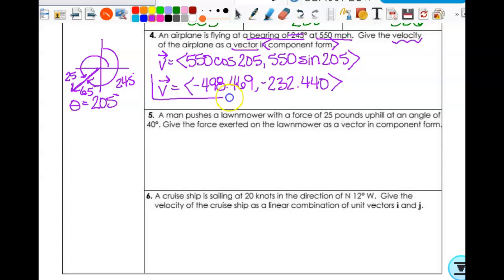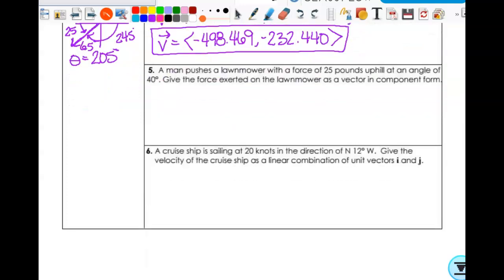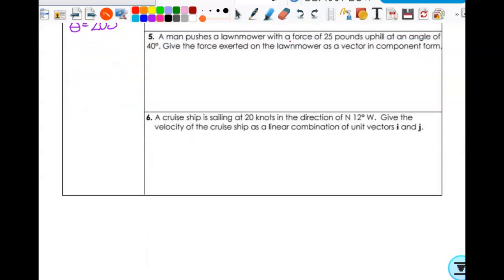Okay, so just because these are application problems doesn't mean that you always get bearing as an angle. Here it says a man pushes a lawnmower with a force of 25 pounds, so this force is our magnitude here. And it says uphill at an angle of 40 degrees. So I'm just going uphill at an angle of 40 degrees. That 40 degrees is my theta. Okay, it's not a bearing, it's not anything else. I'm just going uphill at 40 degrees. My theta is 40 degrees.